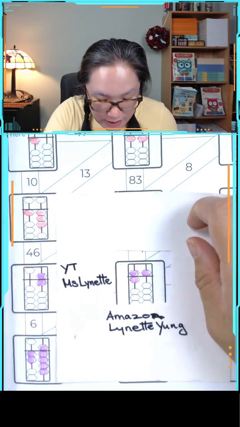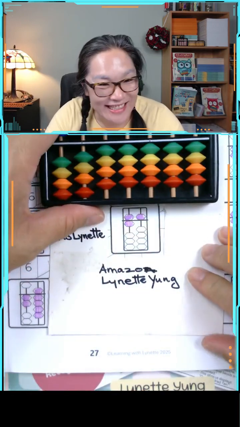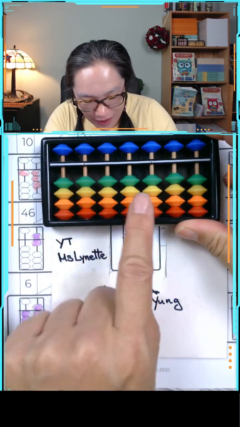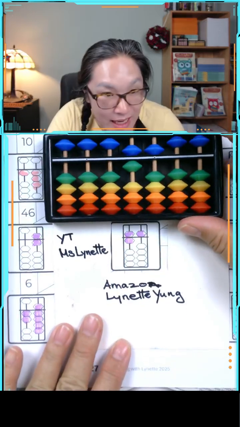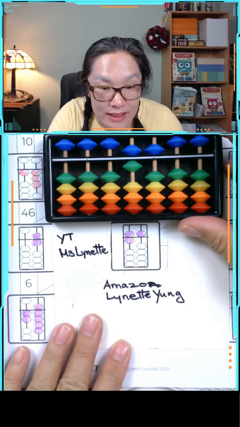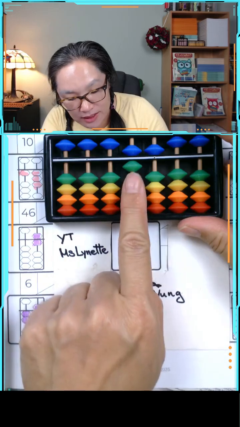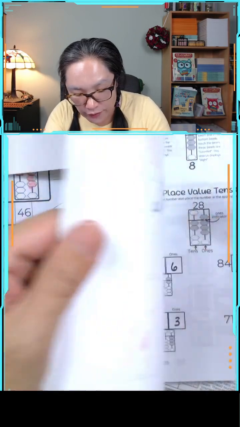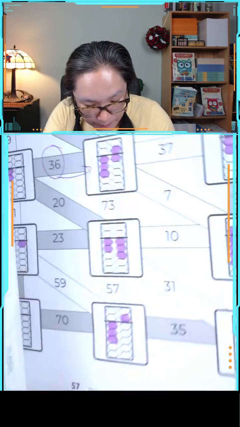If I gave you this number, what number do you think that is? If I have my tens and my ones, what number is that? Thank you, it is 65. What we're looking at is 60 and 5. And again, I give you the feature of a reverse maze.